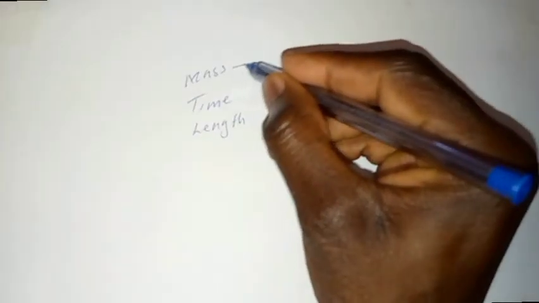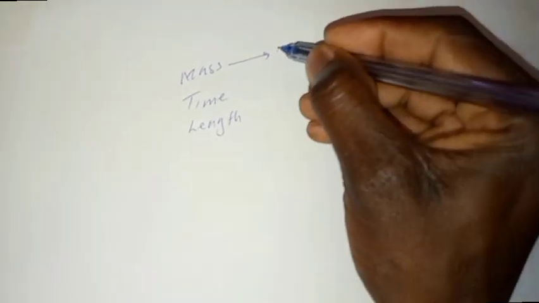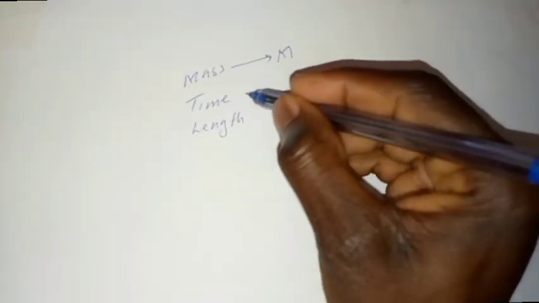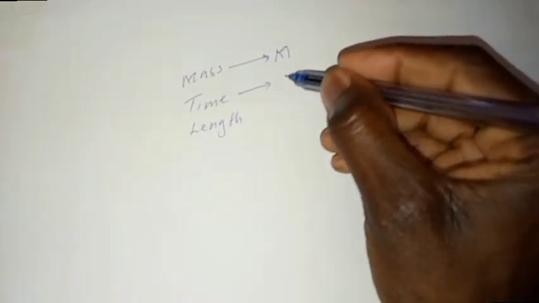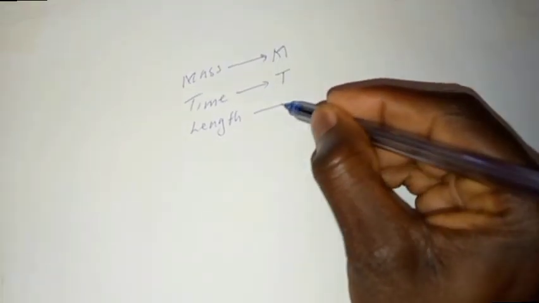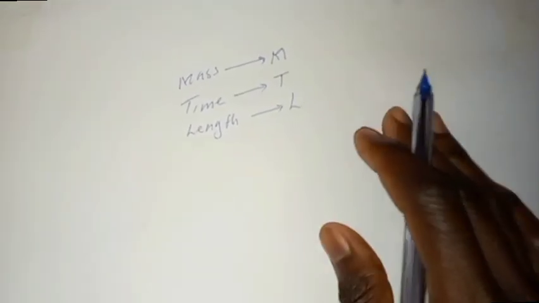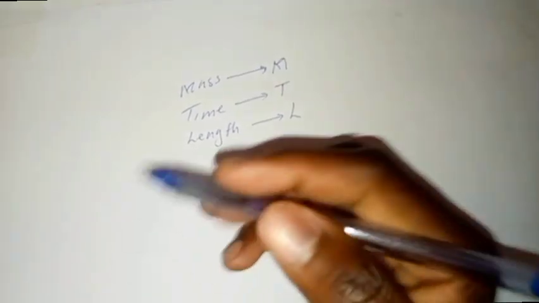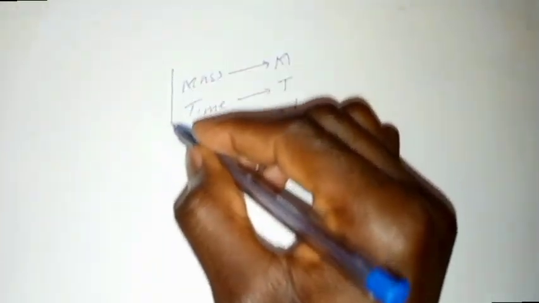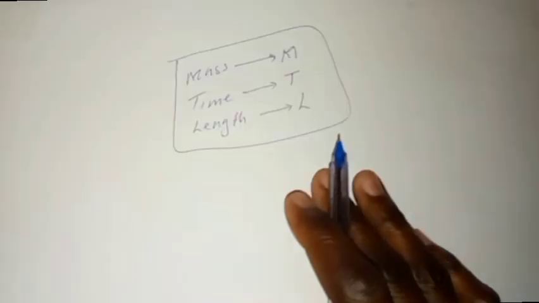The dimensions for mass are not kgs but capital M. The dimension for time is capital T. Dimensions for length is capital L. These are the only quantities that normally require us to solve questions based on dimensional analysis.